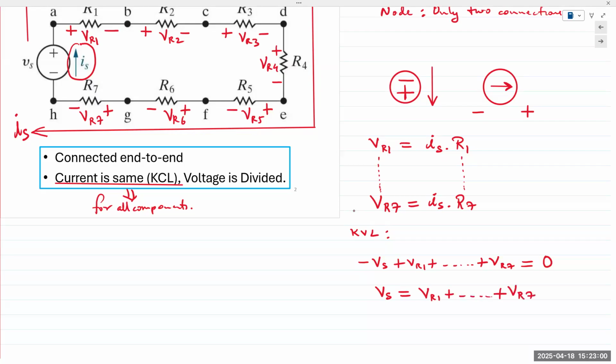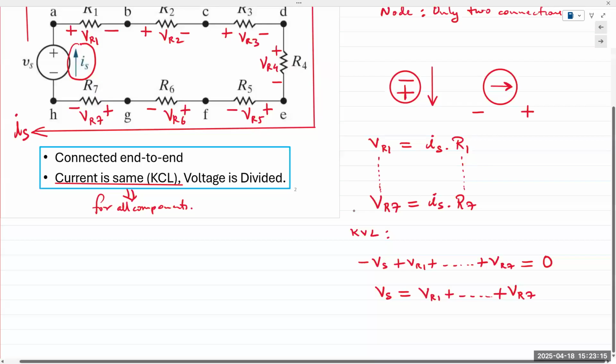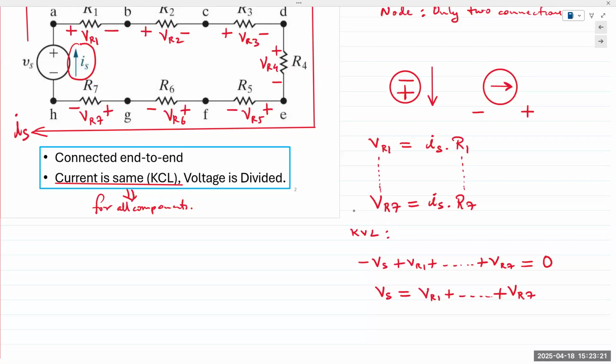Seven voltages, add them all together, should equal Vs. Yes? Right, it's from KVL, the law of conservation of energy. Everything should add up: energy being transferred from the source, energy being absorbed across all the resistors.